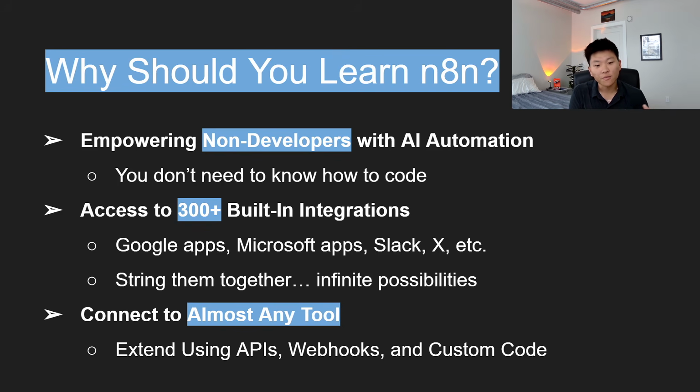So super cool stuff. The second one, we've got access to over 300 built-in integrations, which is insane. n8n comes with a ton of integrations, ton of connections to popular tools that you probably use every day, like Gmail, Google Sheets, Slack, Twitter.